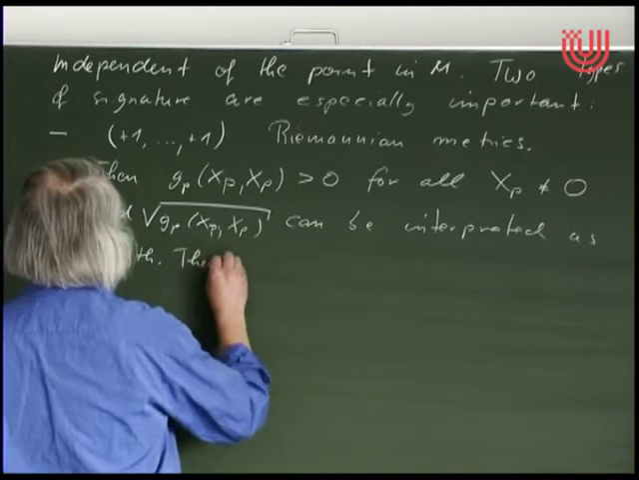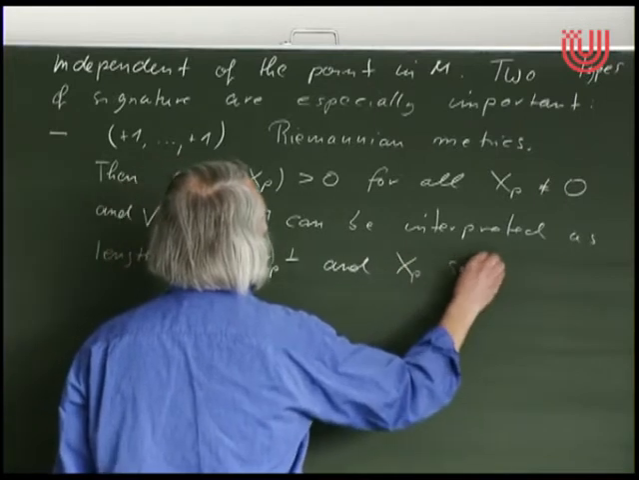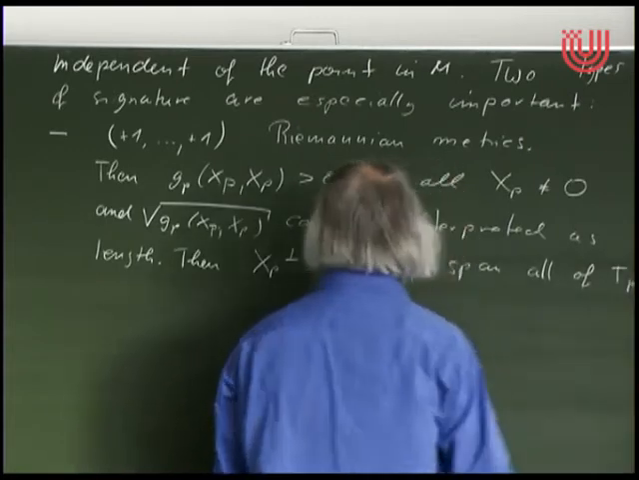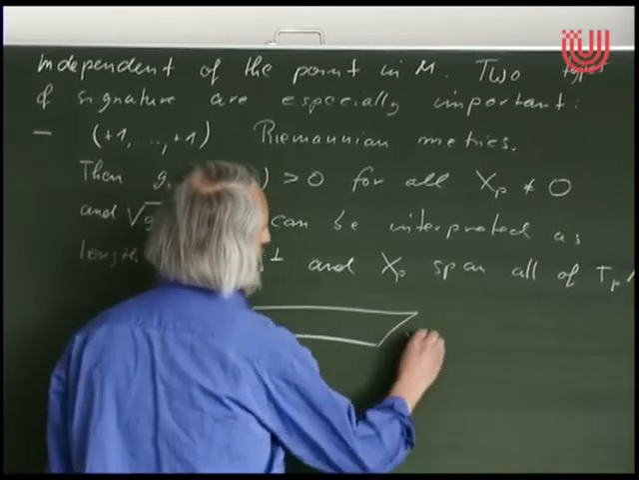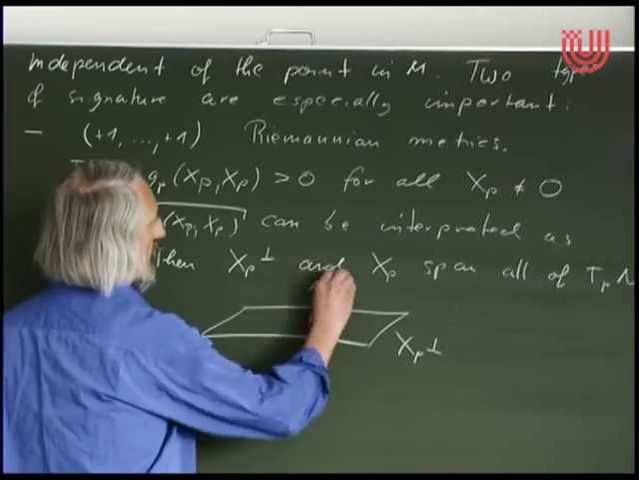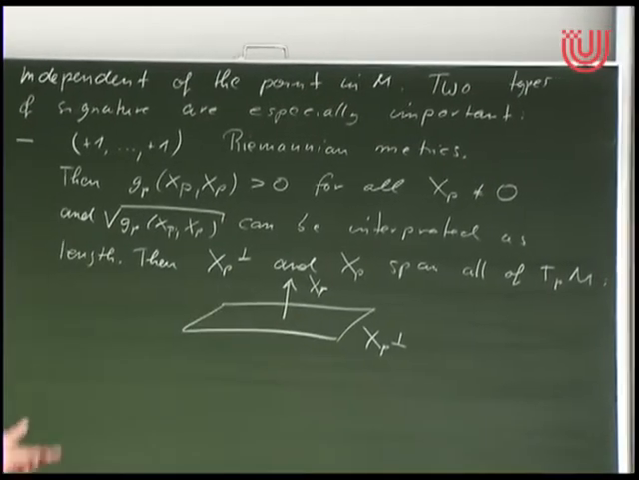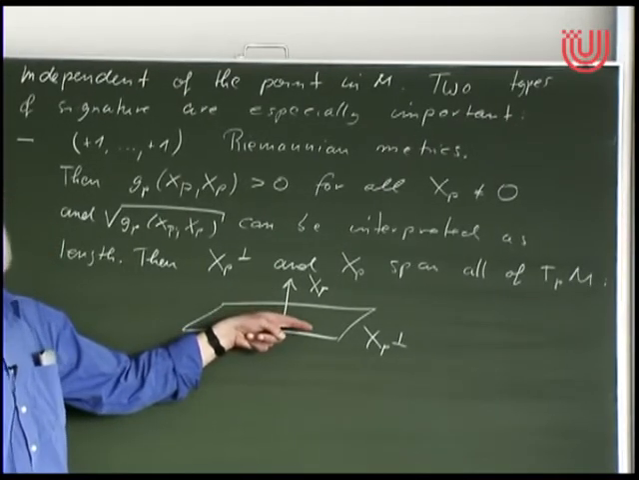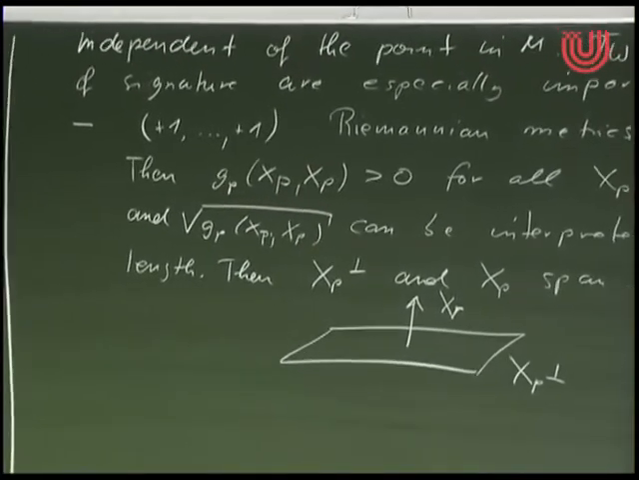Then X_p perp and X_p span all of T_pM. So the geometric picture is really, as you would imagine, if you speak of an orthogonal complement, if this is X_p perp, then you would really have the vector always as linearly independent. So the two things together span everything. So every vector can be written as a linear combination of a multiple of X_p and a vector which is perpendicular to X_p. This holds for this signature. Okay, that's a standard case of a Riemannian manifold.